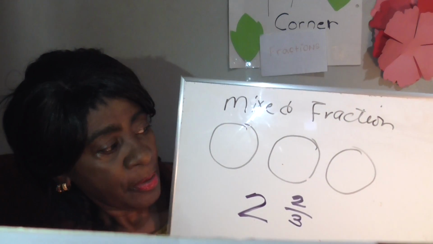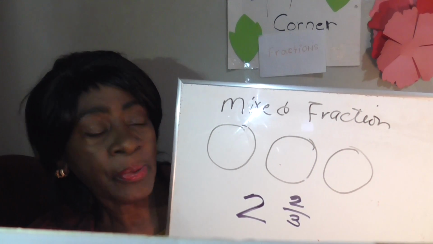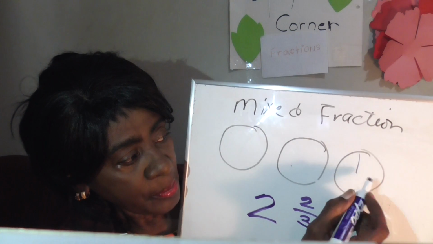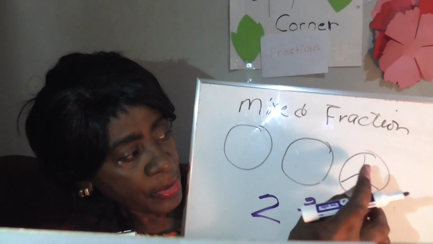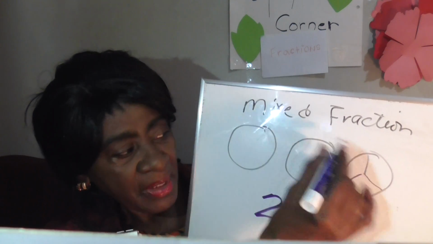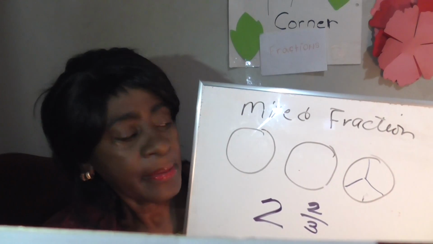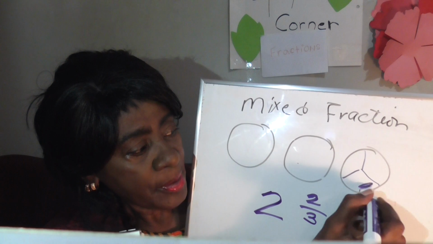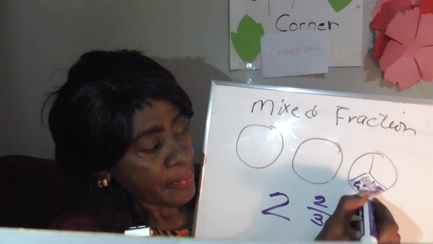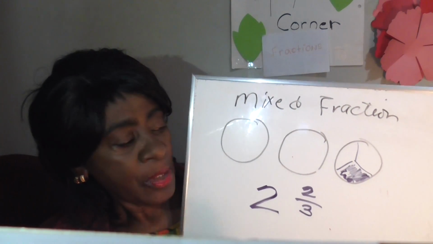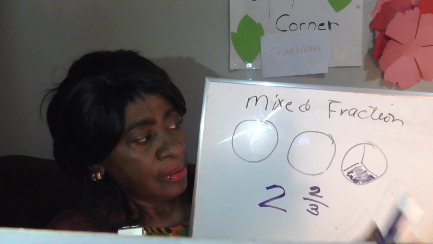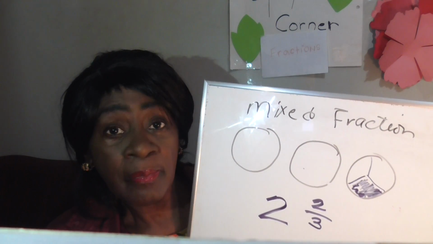3 circles. If I take one circle and divide it into 3 parts, I have 1/3, 2/3, 3/3. If these are, let's say, apple pies, someone comes along and takes 1/3 of this apple pie. How many pies are left? 2 and 2/3. Mixed fraction.